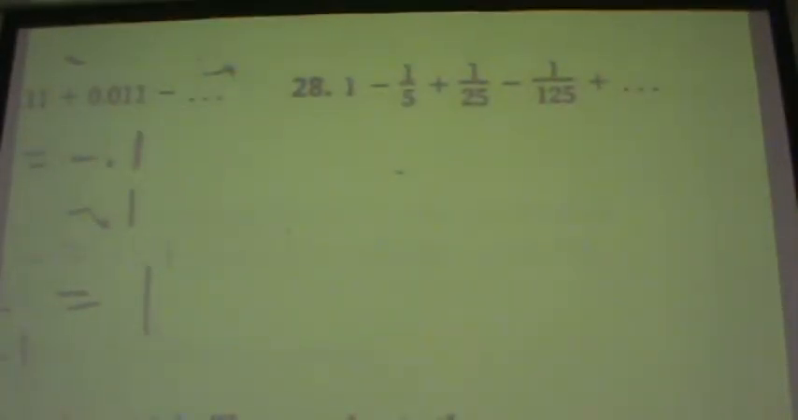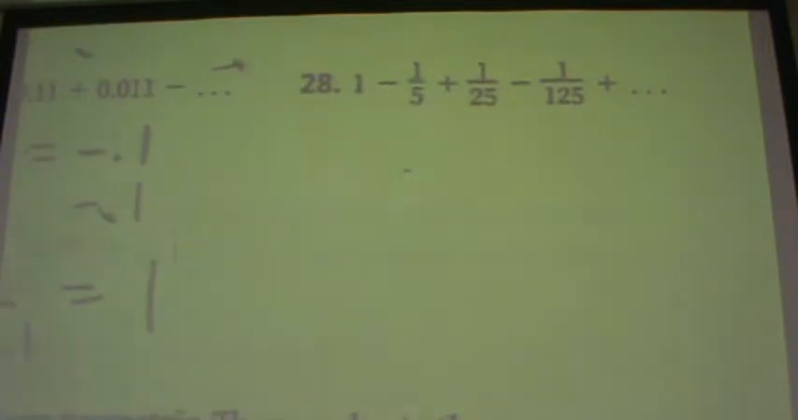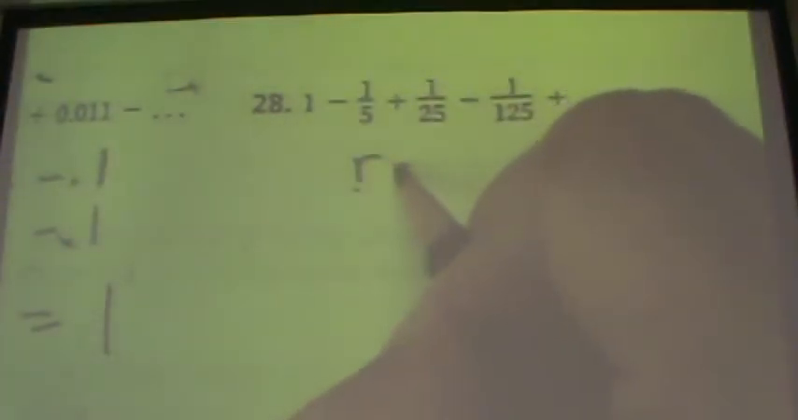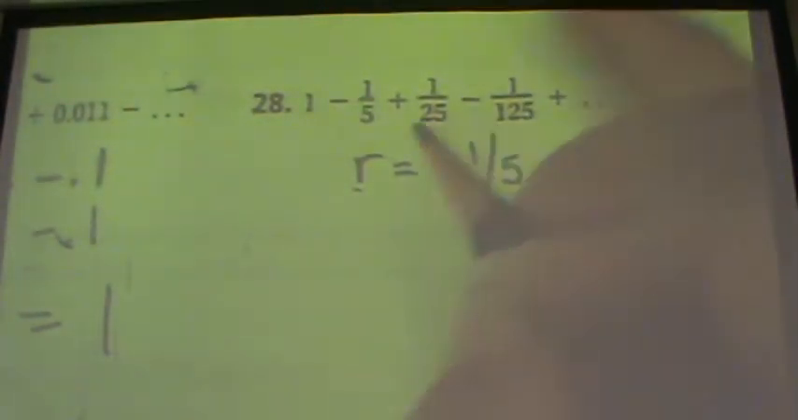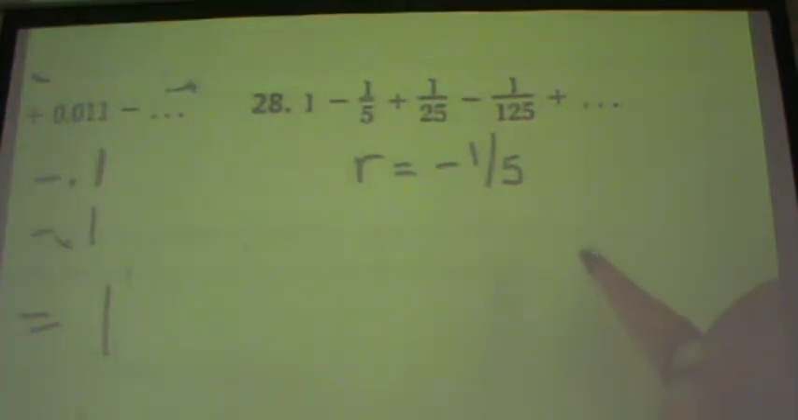One that's not a tongue twister here. This one's not too bad. This is a series, it's going from 1 to negative 1/5, from negative 1/5 to 1/25. So what's the ratio? Negative 1/5. Good, R is negative 1/5. So does this converge? Can we do this one? Yes, this one converges.